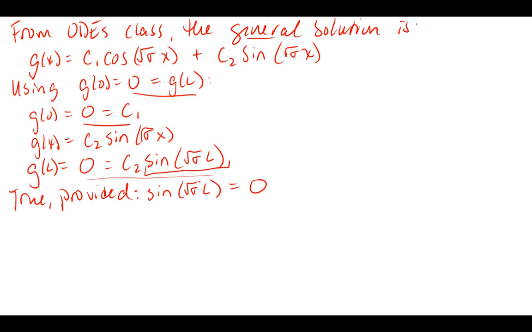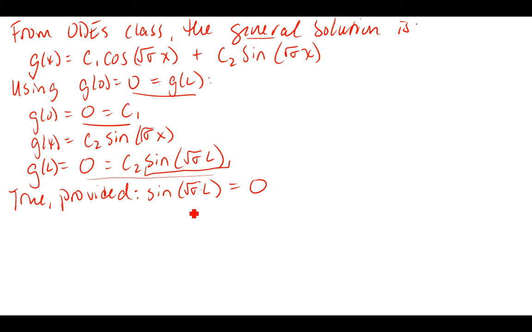But what am I saying here from top to bottom? Our guess works as long as this is true. Well, how do I know if this is true? Well, think back to trig class. How do you know the sine of something is 0? What has to be true about that something? If you remember, hopefully, a little bit from trig class, sine of every multiple of pi is 0.